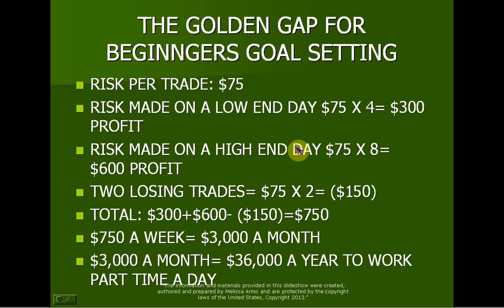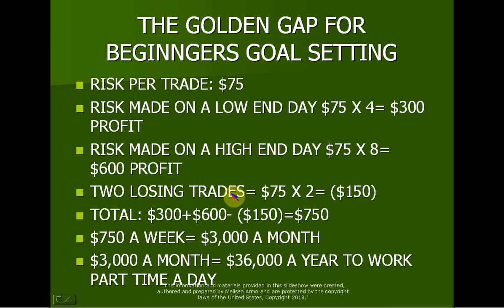So let's just go over this as far as goal setting. Let's pretend that you start out and you say, I'm going to risk $75 a trade. On the low end, gap trades pay 4 to 1, risk to reward. So risking $75 on a low-end day, you make $300. On a high-end day, you could make 8 to 10. On a really good day, you get something that runs just like the Jack, you make 8 times the amount you're risking. Starting out new, you can make $600.